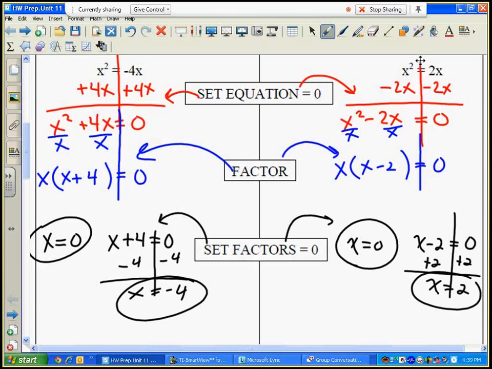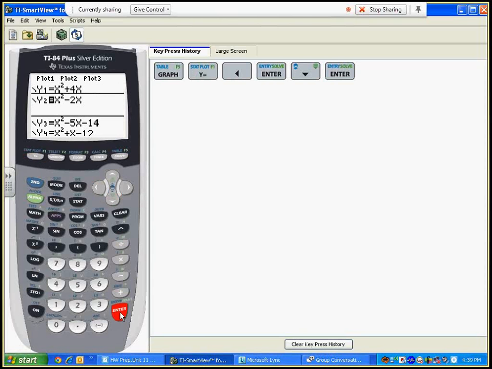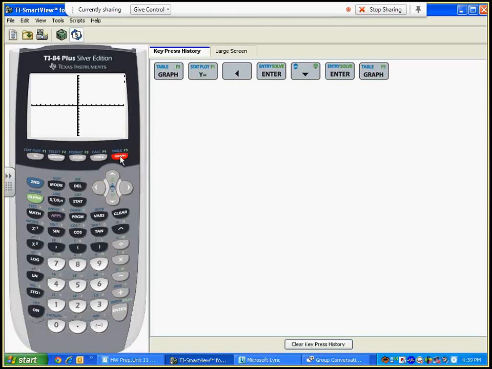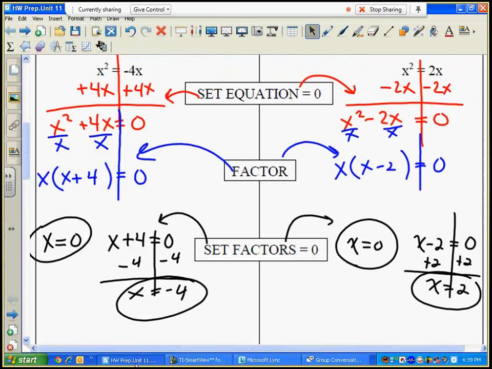Now just to show you that this is the correct answer, if we go back and look at the graph of x squared minus 2x, we go ahead and graph that, you'll see that it's going to cross the x-axis at 0 and 2, which verifies that our answer is correct. Okay, so pretty good. All right, flip over to the back side.